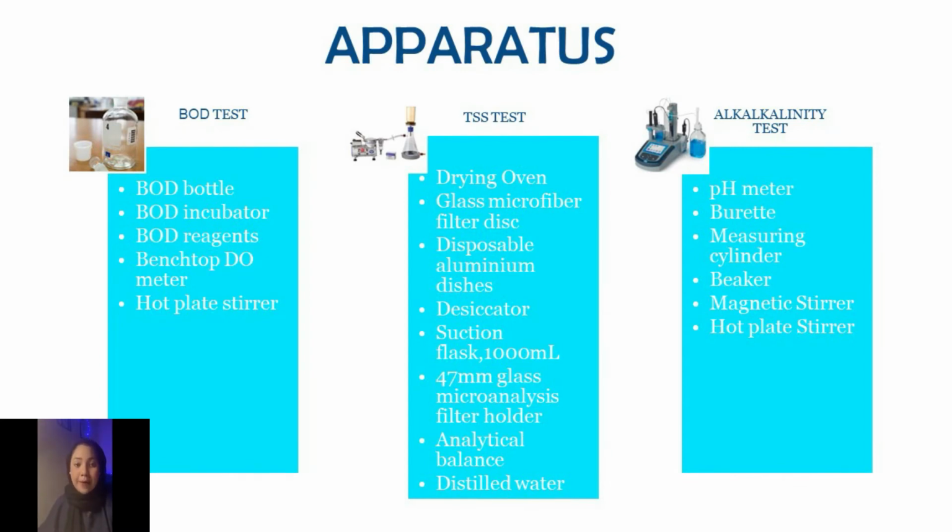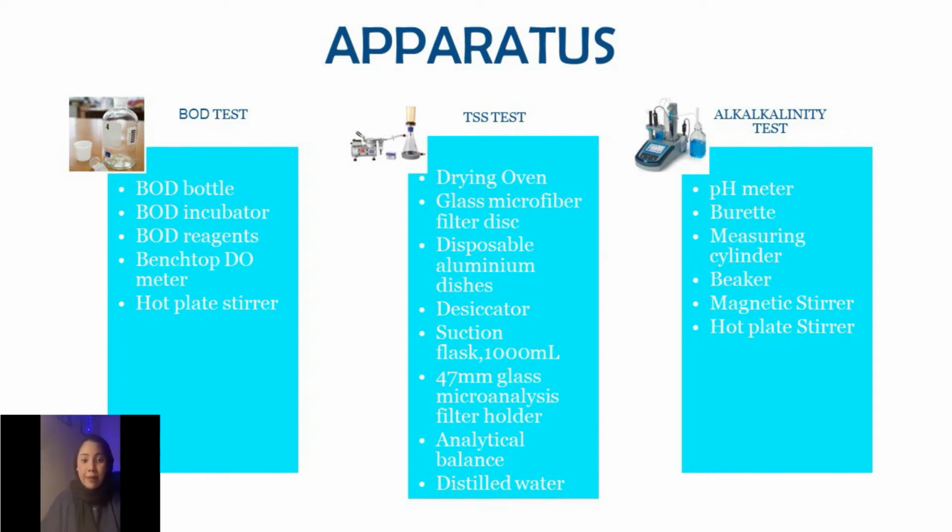The apparatus that have been used in these experiments are BOD incubator, glass top BOD bottles, calibrated DO probe, measuring cylinder, conical flask, pipette, burette and wash bottle.